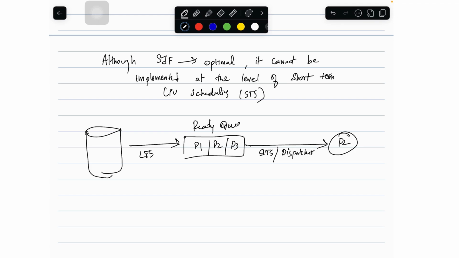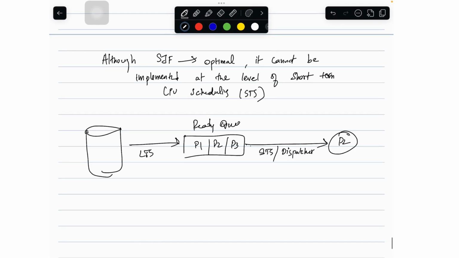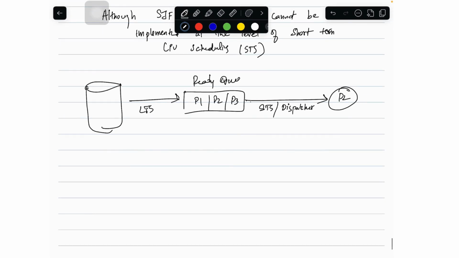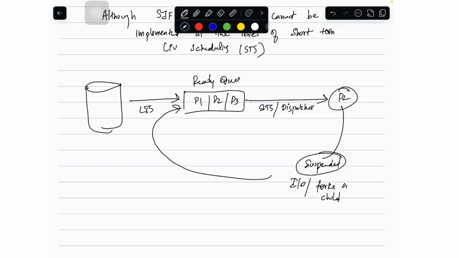P3, P2, P1. We know P2 is the shortest job. We are going to allocate it on the basis of shortest job first algorithm. Now P2 is going to get suspended for various reasons. Let's say input output, or it forks a child, and it again goes back to the ready queue. Again the CPU is going to be allocated for some other process. Again this process will have to be dispatched and P2 will enter.